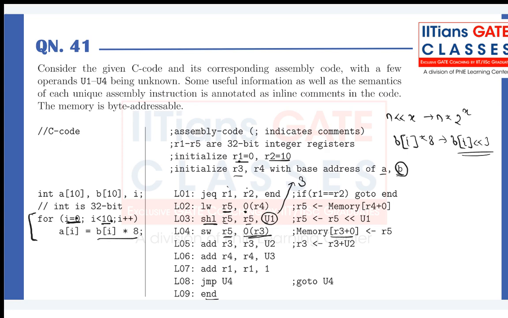Okay. The question I didn't explain: the question is you have to find U1 to U4, what they are. They're unknown, you have to fill them out.